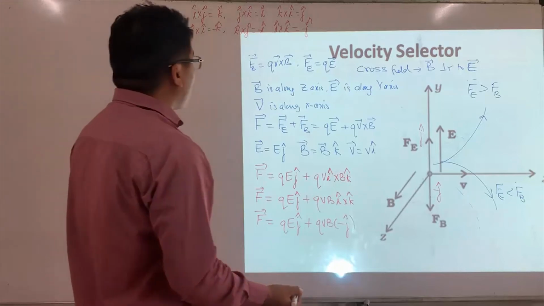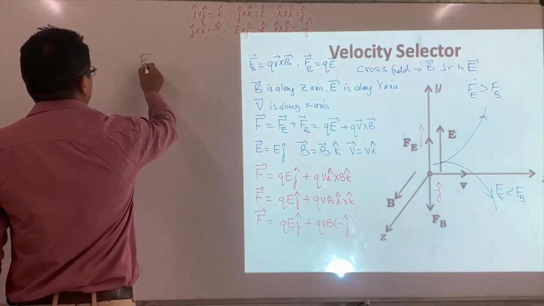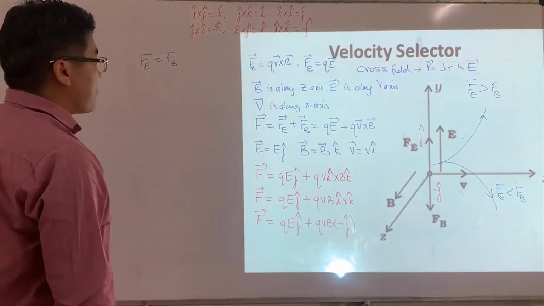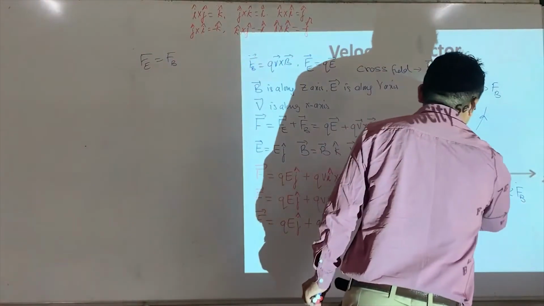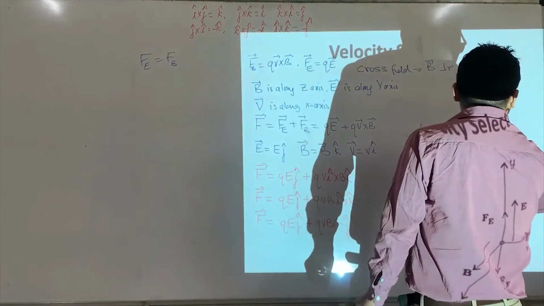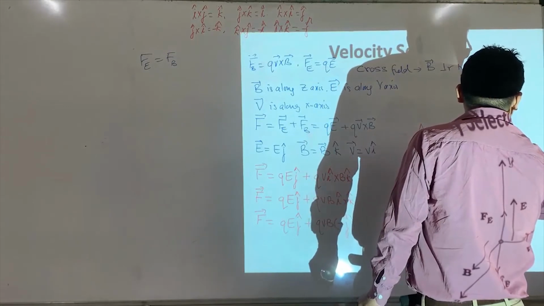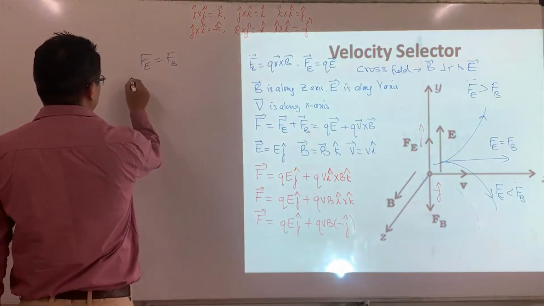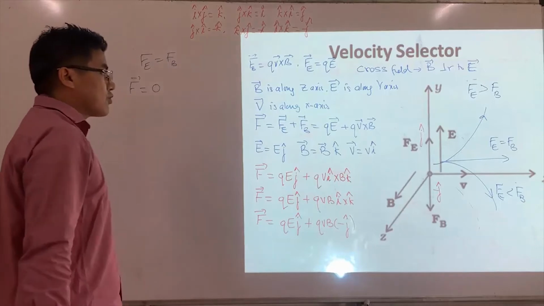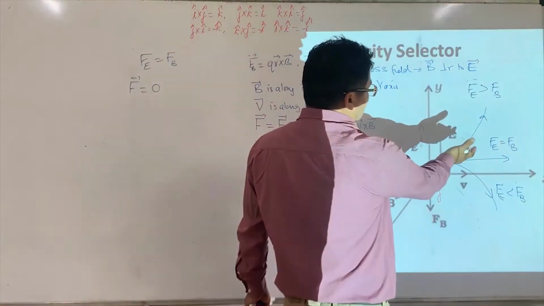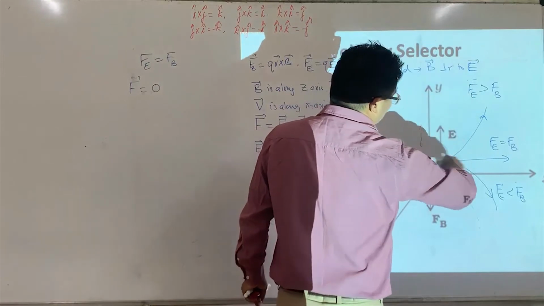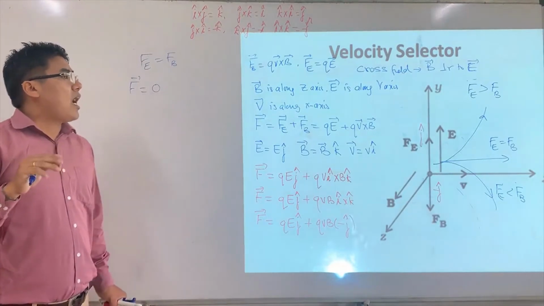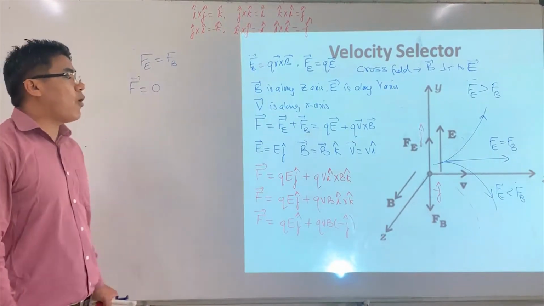Now, if the two forces are equal, if FE is equal to FB, then the path is going to be like this. Net force is going to be 0, right? Therefore the net force is 0. This is what we call undeviated. The charge neither goes along this nor that, it will go undeviated. The path of the charged particle is undeviated, the charge moves without any deviations.